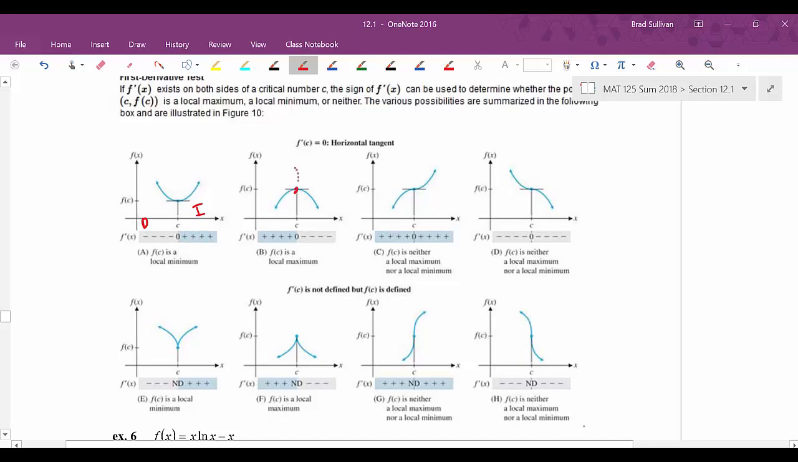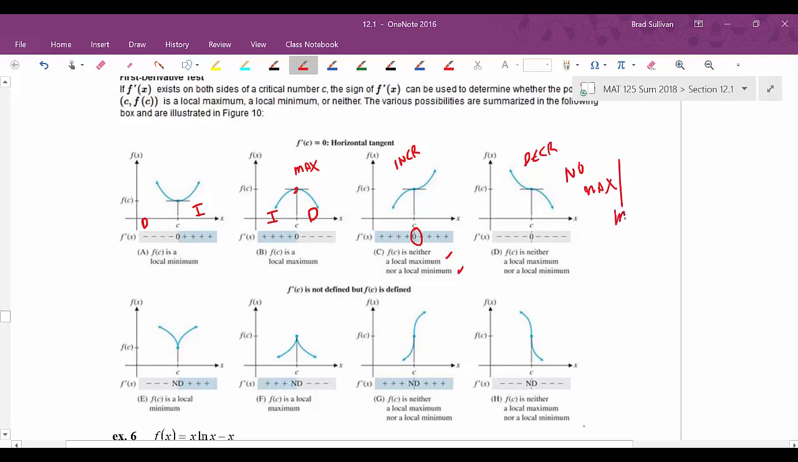This one you have a max. Notice that you are increasing and then decreasing. This one you're always increasing, so you're increasing throughout that, and you don't have a min or max. That's because the derivative will always be positive, but it'll be 0 at that one critical point like there. This is the opposite. Function just decreases, therefore you don't have max or min.